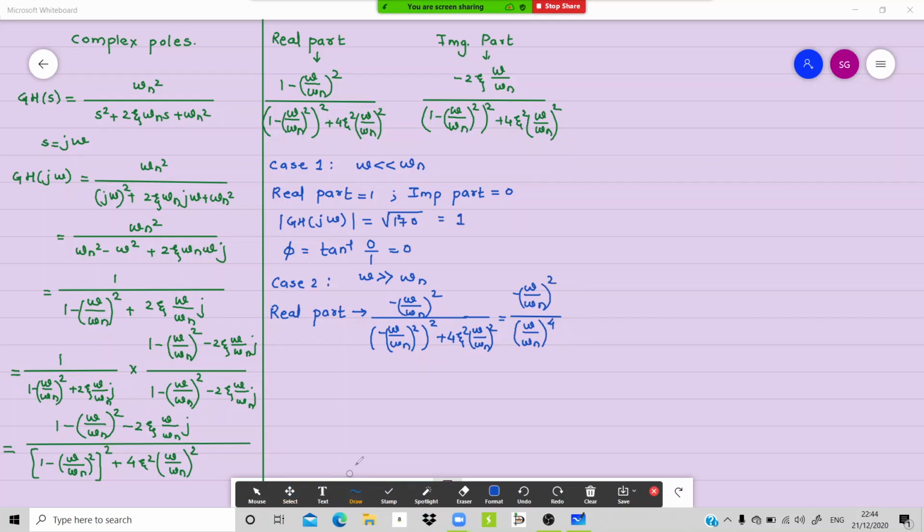So what I can write for this now is equal to two terms gone. So it is going to be minus omega upon omega n bracket square. Okay, so this becomes the real part of this for this particular case, right? Then we'll try to go for the imaginary part for this, and then we'll go for magnitude and angle for this. So I'm talking about imaginary part now.